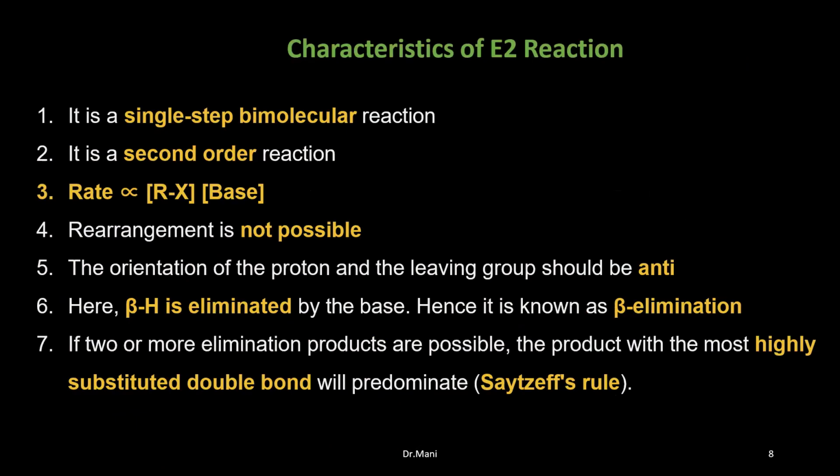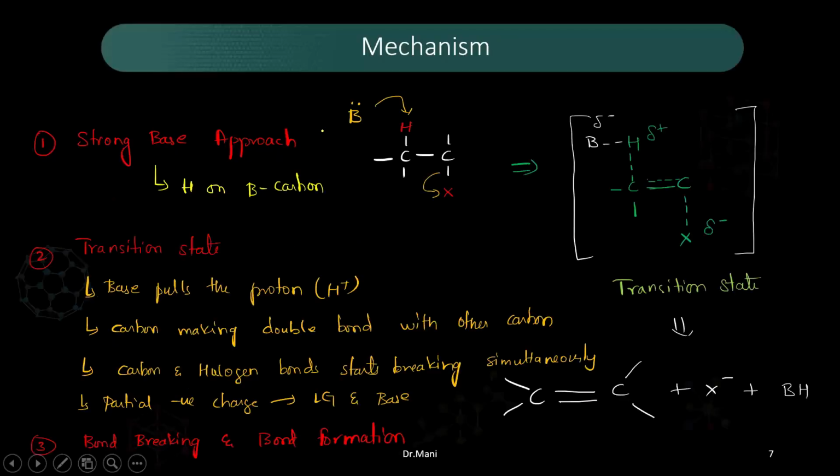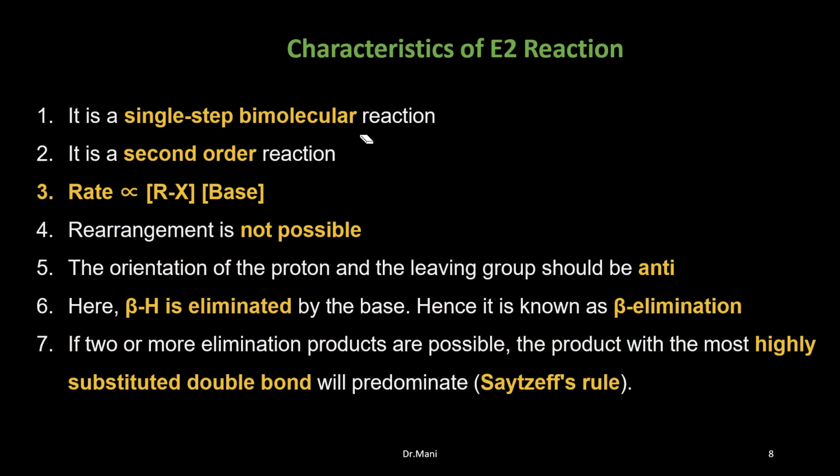Okay. So let's see what the characteristics of the E2 reaction are. First, we can simply say it is a single step bimolecular reaction. Yes or no? So the E2 reaction occurs in one step. So there is one transition state and finally it forms the product. So it is a one-step method, a single step bimolecular reaction as two molecules are involved here.